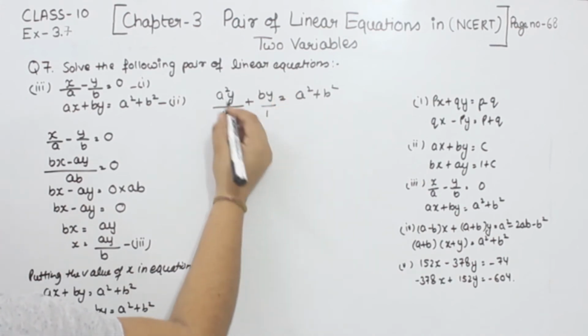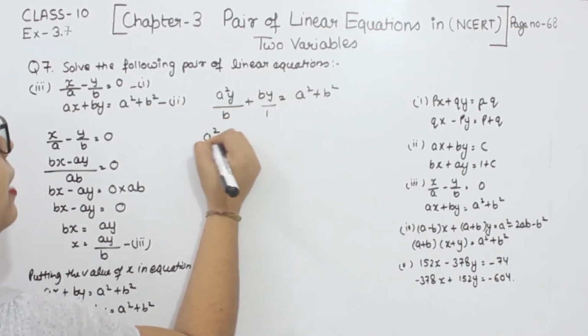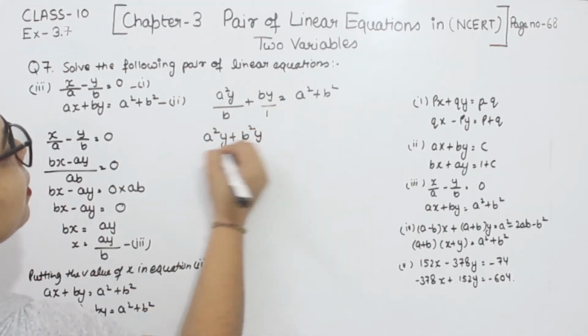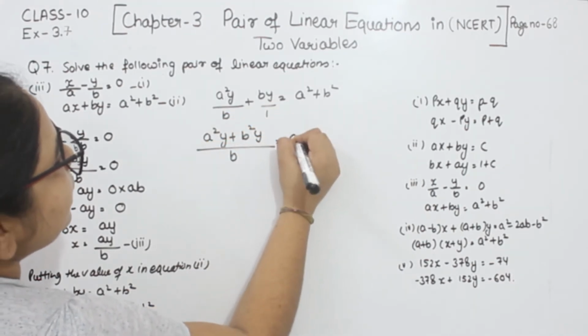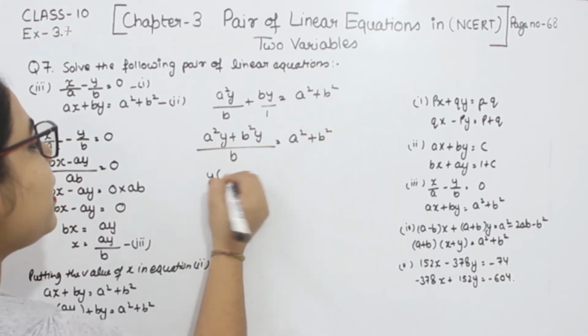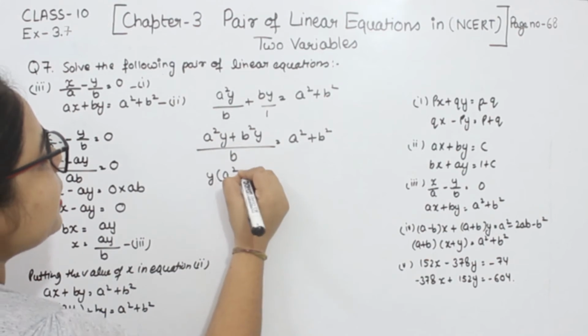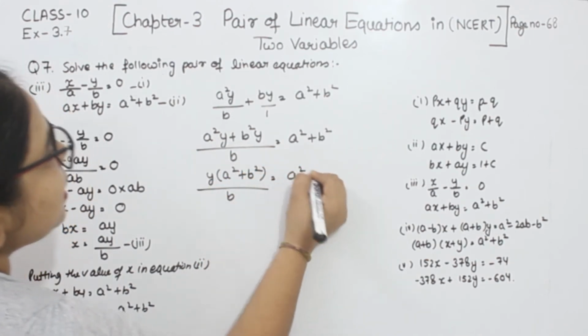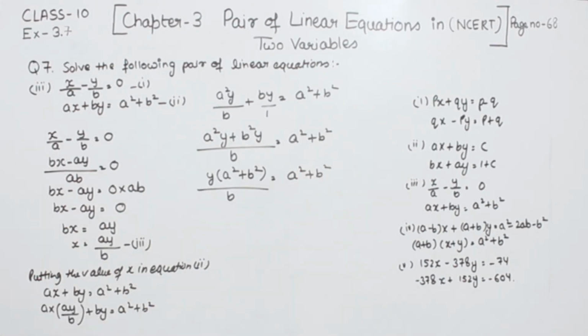Now here we are having 1. When you cross multiply for that one, we are having a square y plus this one we are having the b square y, and denominator we are having b. This one we are having a square plus b square. Now when I take the common here, we are having y as the common. Here we are having a square plus b square divided by b. So this one we are having is a square plus b square.